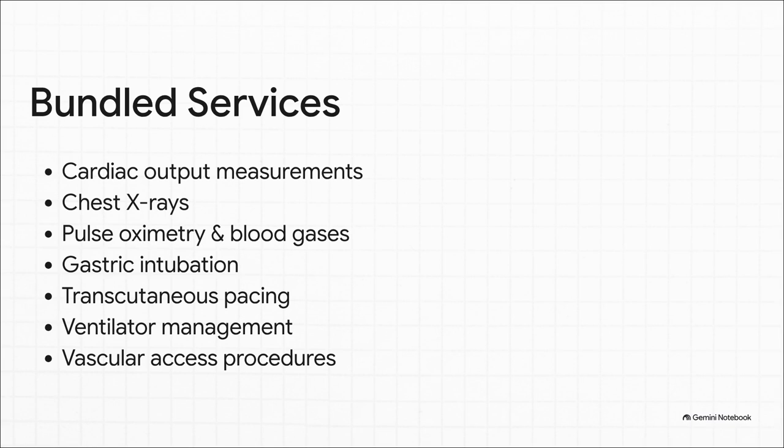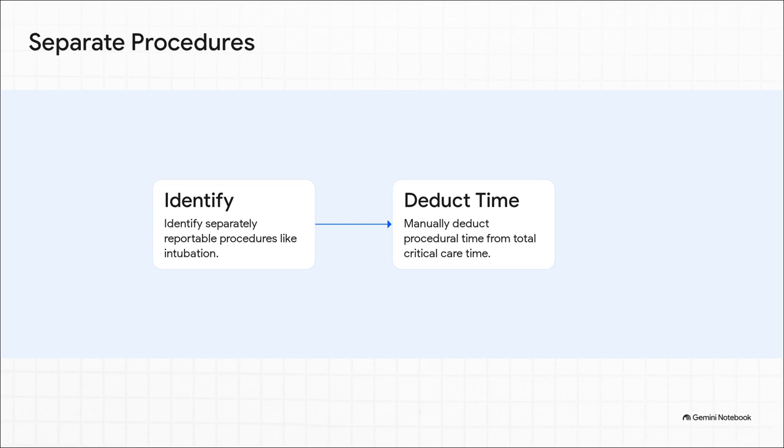This list includes interpreting cardiac output measurements, reading chest x-rays, checking pulse ox or blood gases, placing a gastric tube, temporary transcutaneous pacing, managing the ventilator, and basic vascular access. The payment for all of this stuff is already baked right into the critical care code itself. However, physicians often perform major procedures during critical care that are separately reportable.